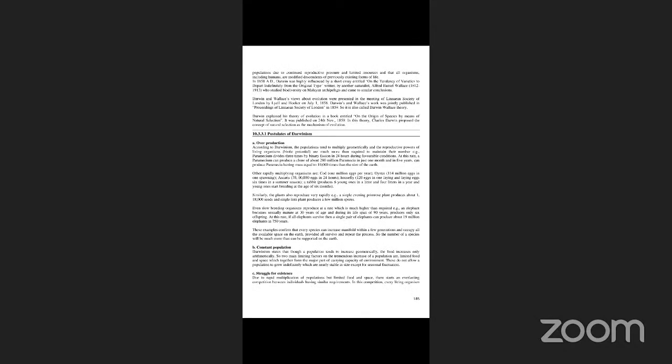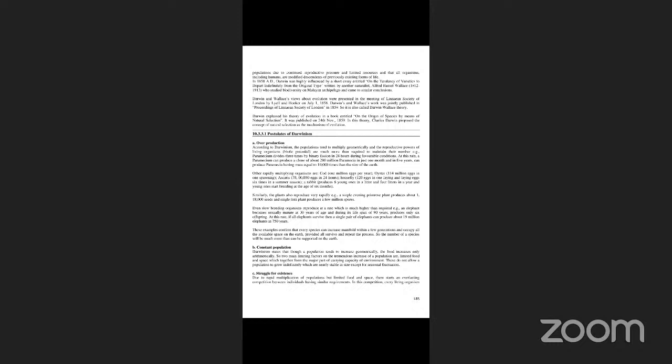And he postulated some postulates. First is overproduction. The population tends to multiply geometrically, and the reproductive power will increase much more than required to maintain their number. So if the number of progeny increases, they can survive more. Then constant population: they tend to increase geometrically and the food increases only arithmetically. So as the population increases more and more, the food will be limited.